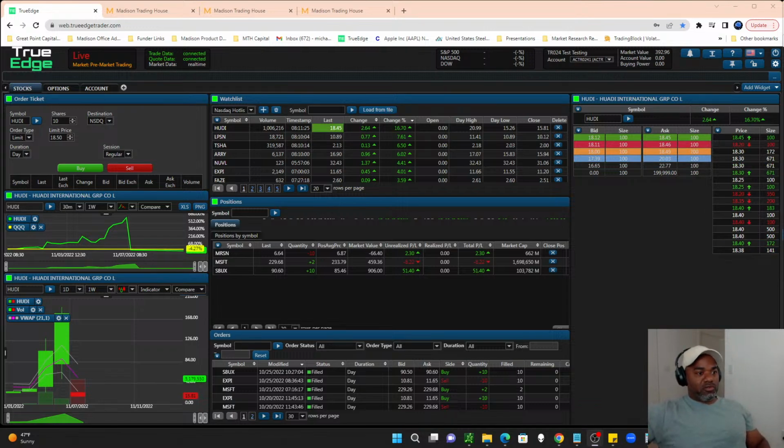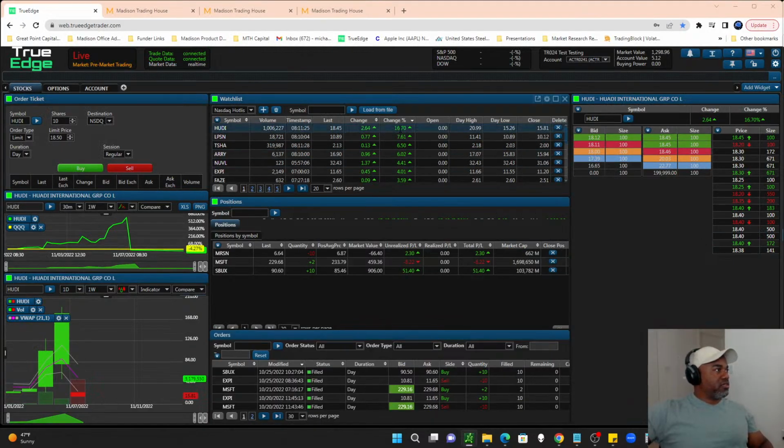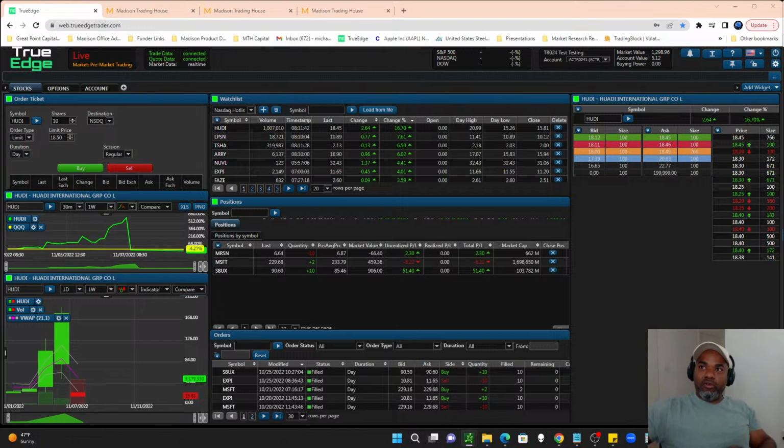So we have two good reasons to trade this now. We're going to look and see what this does at the open. So far, pre-market, it's already up. We can see that. It's up 16.7%. It's just a matter of whether it continues to move after that.